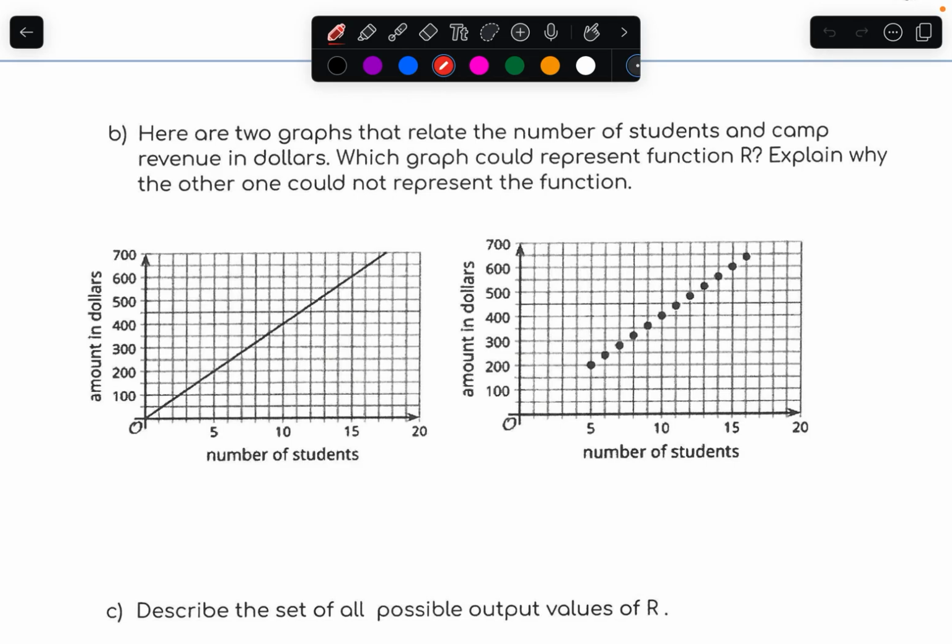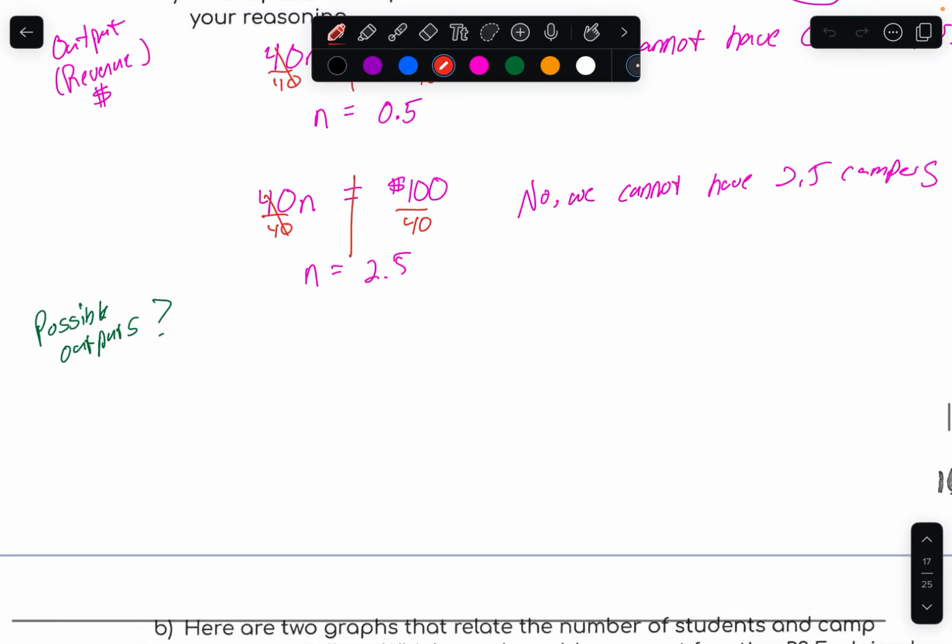Okay, just following up from that last question, here are two graphs that relate the number of students and camp revenue in dollars. Which graph could represent the function R? Explain why the other one could not represent the function. So we think about what we had talked about on that previous page.